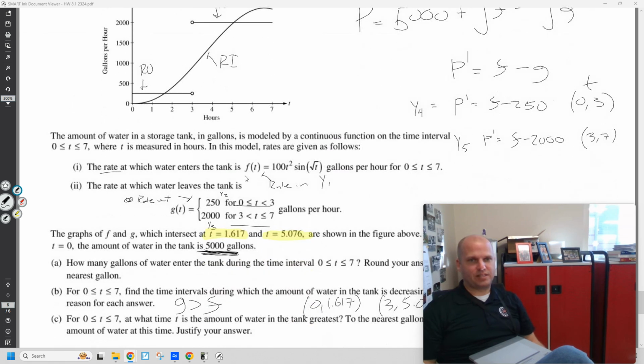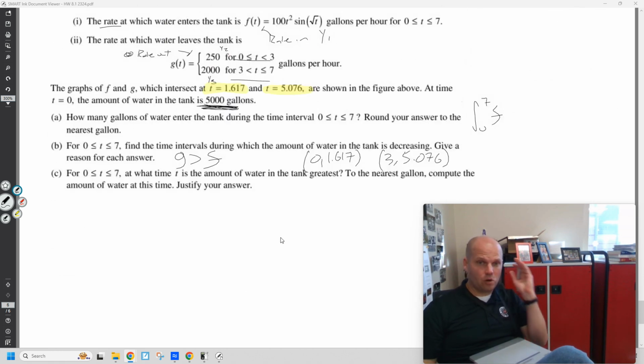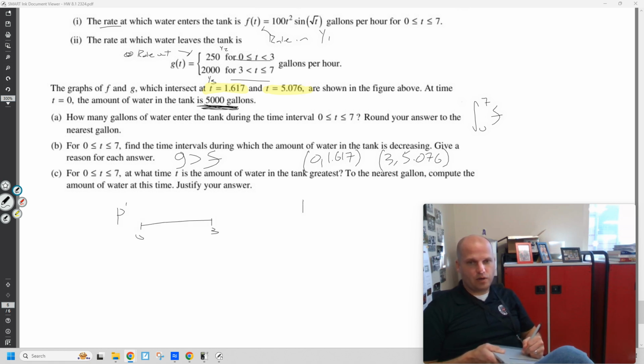When is the water in the tank the greatest? Honestly, probably the best thing to do in this case is the candidates test. Because we're going to have 1, 2, 3, 4, 5 total candidates, which sucks. But whatever, we'll just get locked in and go from there. So we need a P prime sign analysis from 0 to 3. We need a P prime sign and displacement analysis from 3 to 7.